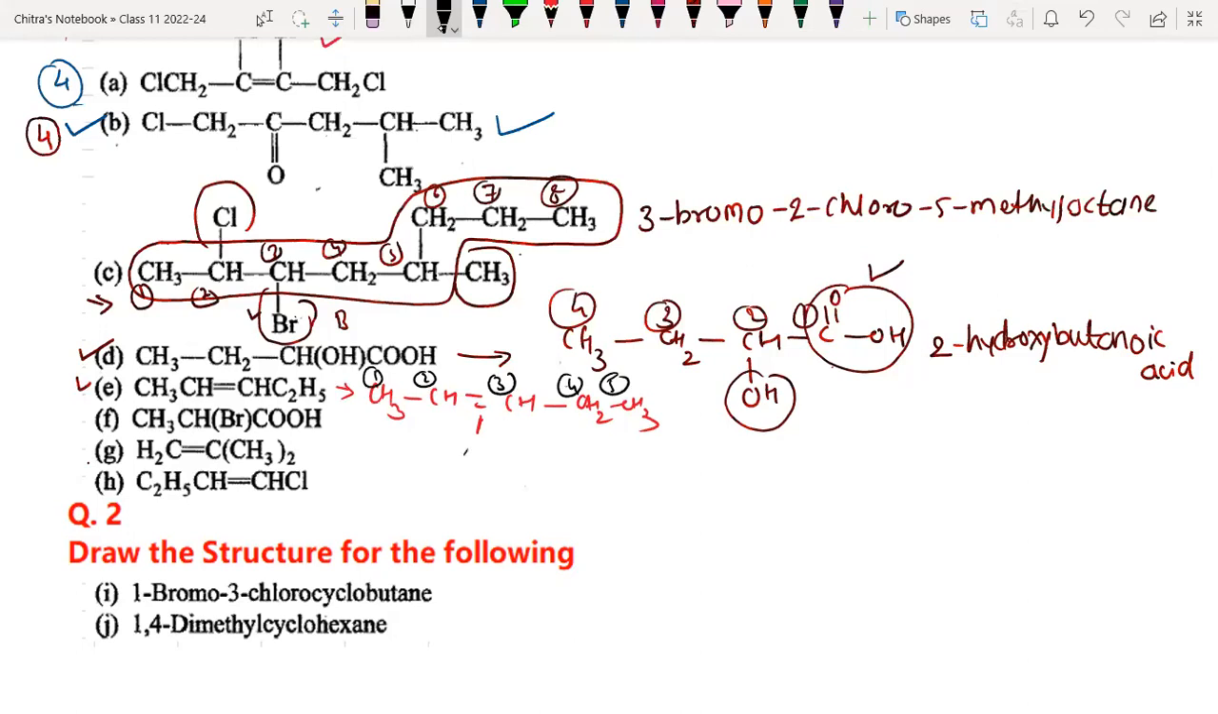Very simple. We do not have a substituent, and it is not cyclic, so directly we have to go for the number of carbons. It is 5, so for 5 we are using pent. And from the second carbon the double bond is starting, so it is 2-ene. That's all. Pent-2-ene.